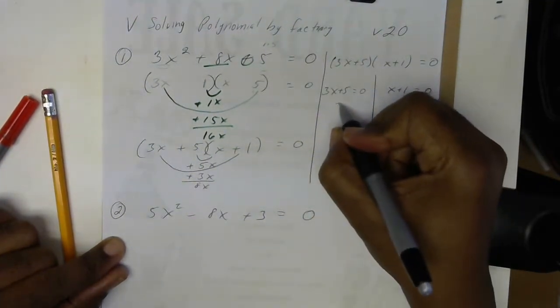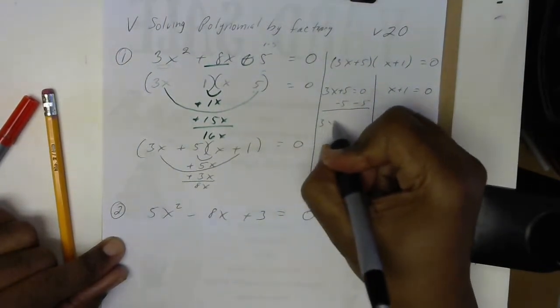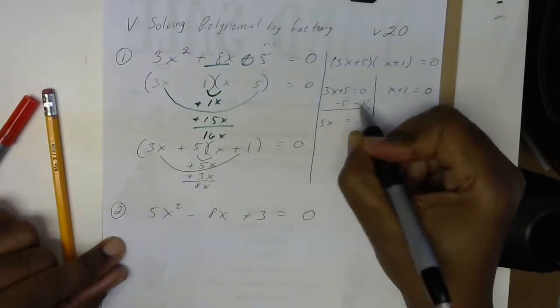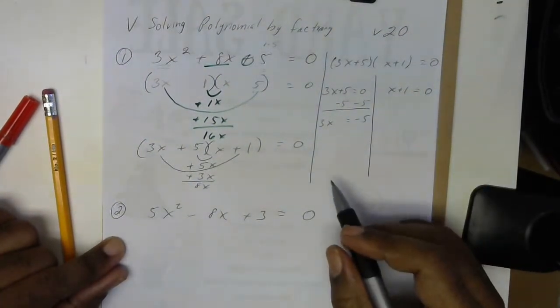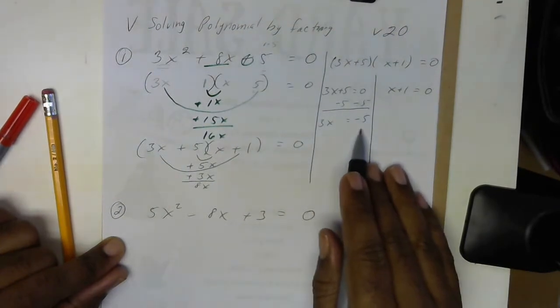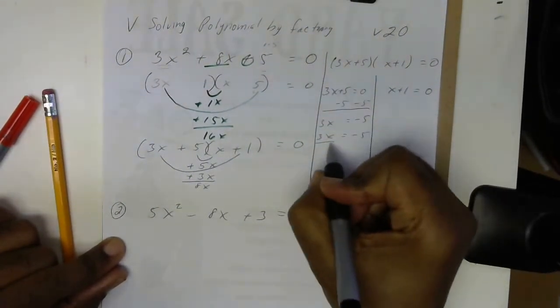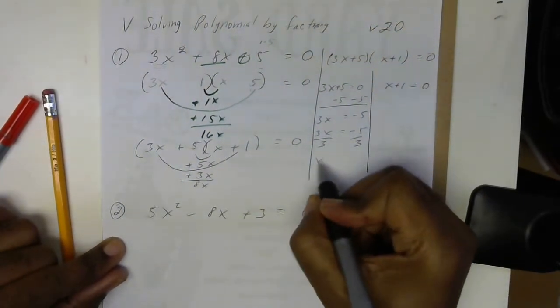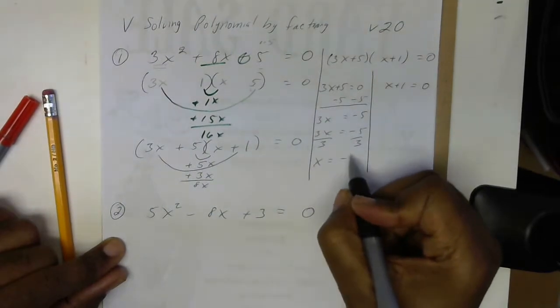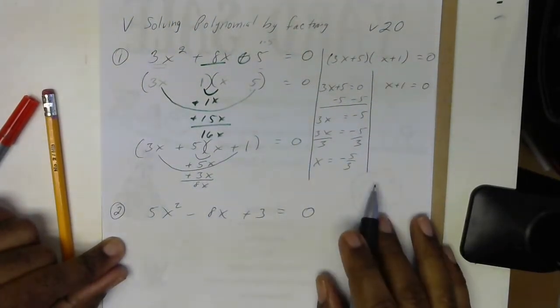So I'm going to subtract 5 from both sides. This will give me 3x. The 5's will cancel, and 0 minus 5 is minus 5. Now I have 3x equals negative 5. I'm going to divide both sides by 3. So these 3's cancel. You have x, and over here, we're left with negative 5 over 3, because that won't simplify.